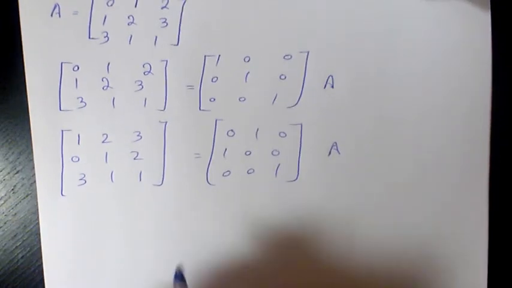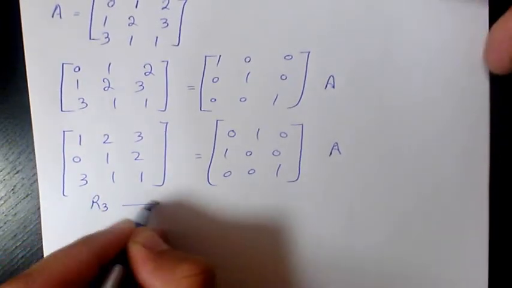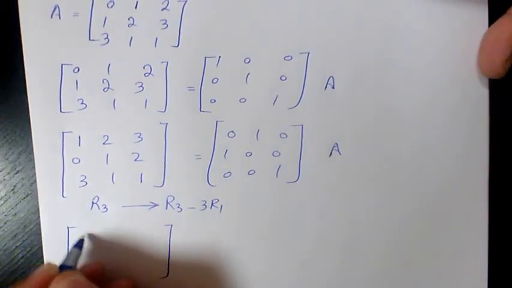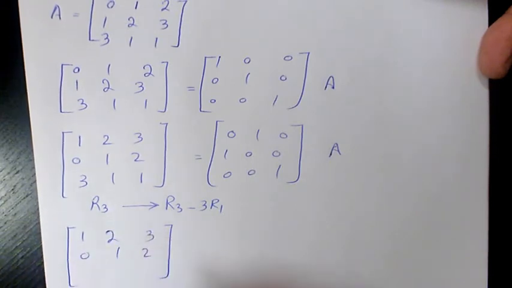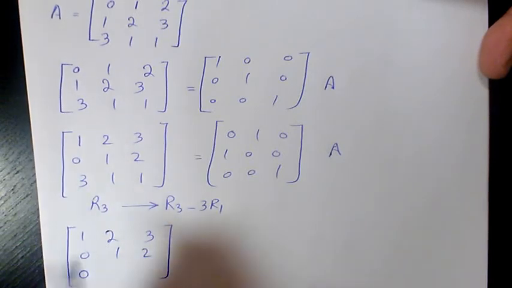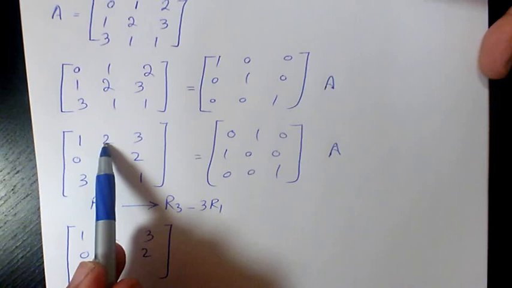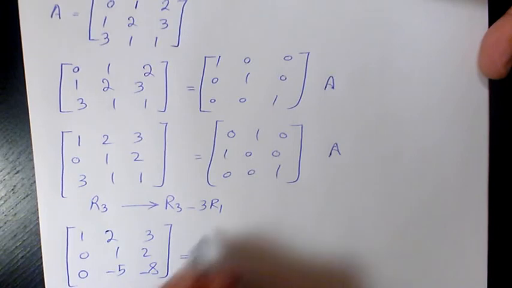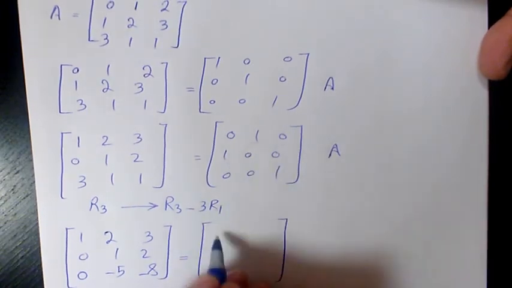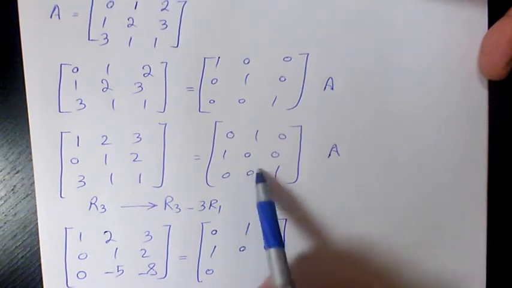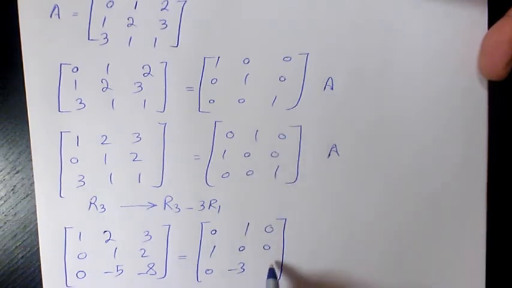Then what we need to do, we need to say R3 changes to R3 minus 3R1. So 1, 2, 3, 0, 1, 2 remains the same, but here is going to be 3 minus 3 times 1, 0. 1 minus 3 times 2, negative 5. 1 minus 3 times 3, negative 8. Here, 0, 1, 0, 1, 0, 0. Here, 0 minus 0 is going to be 0. 0 minus negative 3. And here we have 1.